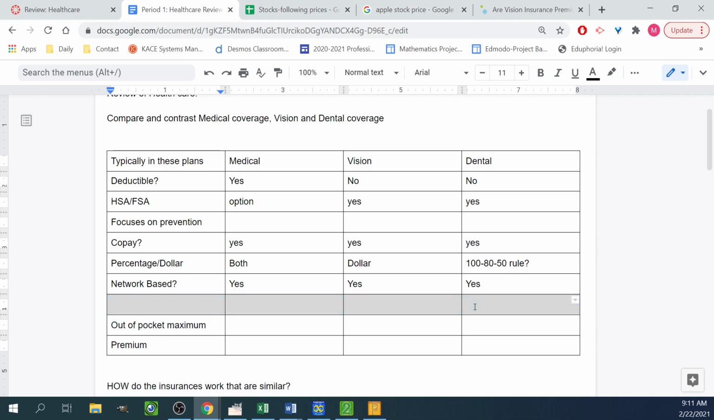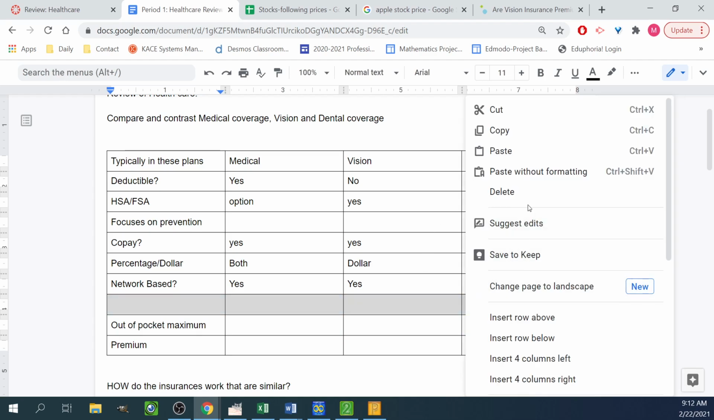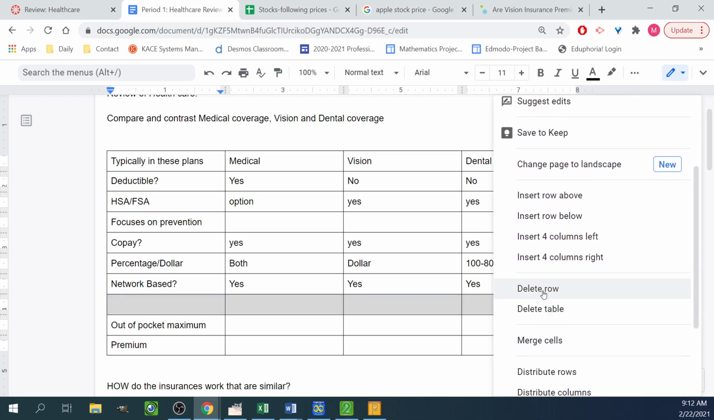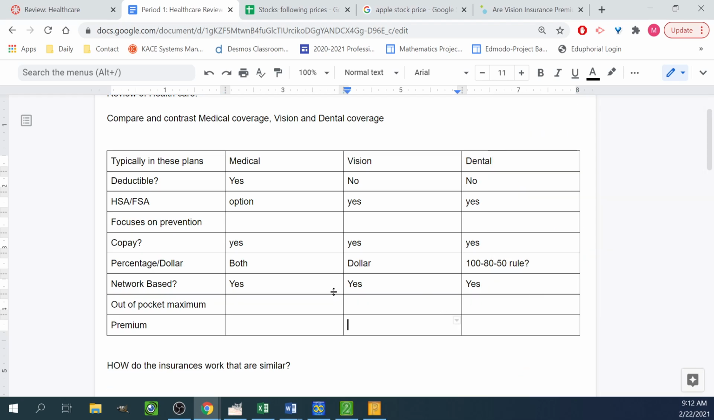I'm going to delete this. And I'll go in and change it on the template. Can I not delete this? No, it won't let me. Can I delete the cells? Delete the row. There we go. We're going to take out that row? Yep, I'm going to delete that row because I changed it to network-based.